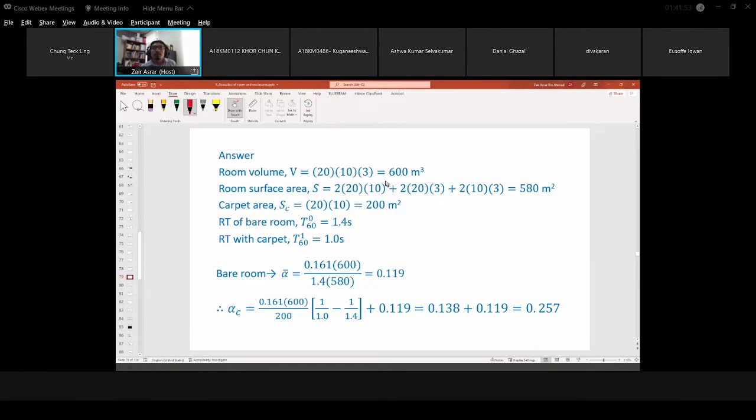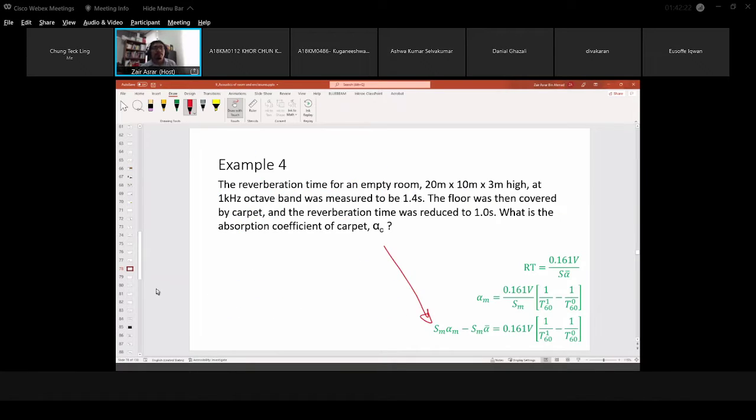So again, we calculate the room volume, room surface area, the carpet area, and the reverberation time of the room without the carpet is 1.4. With the carpet it is now 1 second. That means we have to calculate the absorption coefficient of the room without the carpet. So we have 0.119. So the absorption coefficient of the carpet now equals 0.257, basically using this equation.